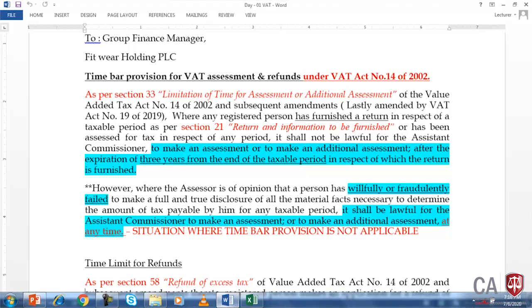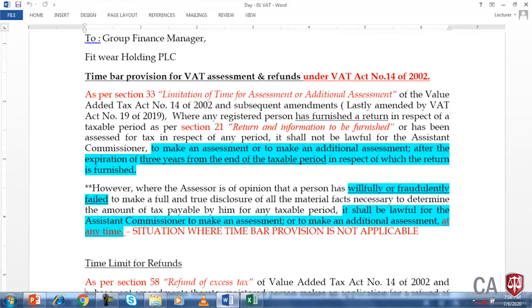Now, this provision assumes that if the registered person has filed the return on or before the due date, then this time bar provision is applicable. What is the indirect meaning of that? If you have not filed the return on or before the due date, can you apply this time bar provision? No, never.